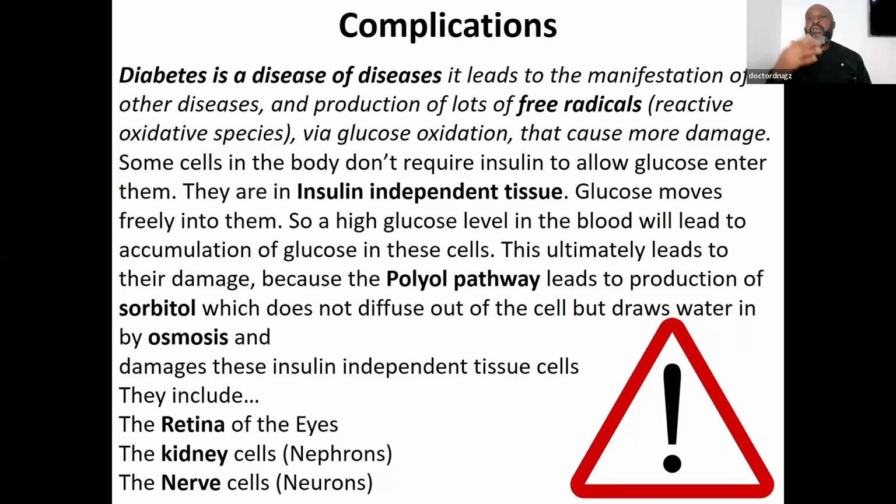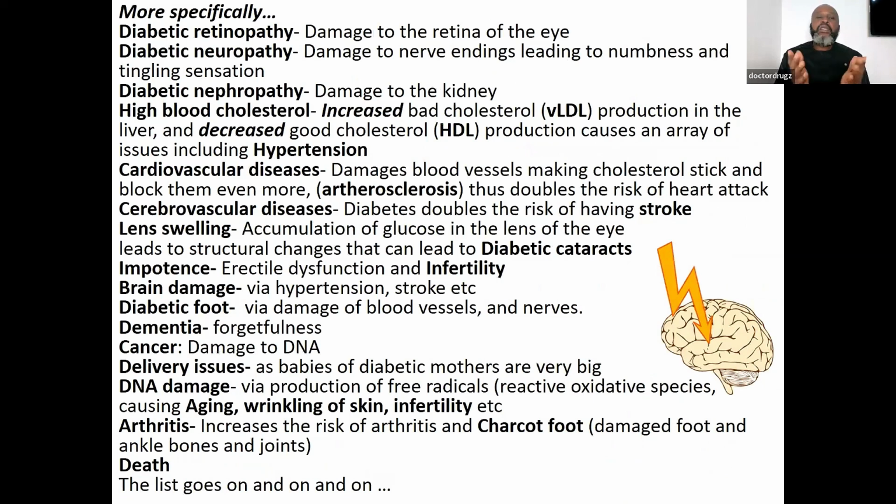A few of those cells include the retina of the eyes, the kidney cells, that's the nephrons, and then we have the nerve cells. If you look at these three I just mentioned, you find that blurry vision is not unusual, kidney damage is not unusual, and then nerve damage. That's why you see peppery sensation and all that associated with type 2 diabetes. So more specifically, there's diabetic retinopathy. There's diabetic neuropathy, that's nerve damage. And then we have diabetic nephropathy, that's what happens to the kidneys of diabetic patients when there's kidney damage.